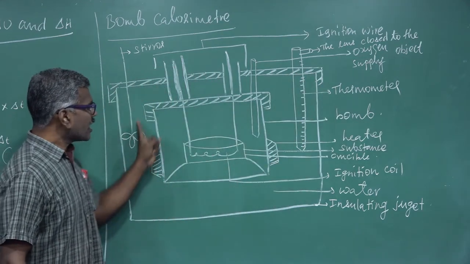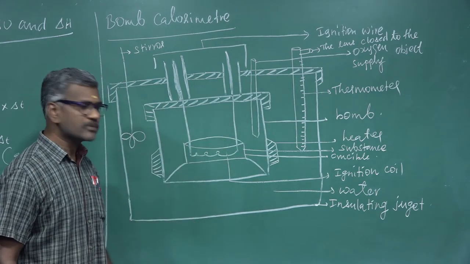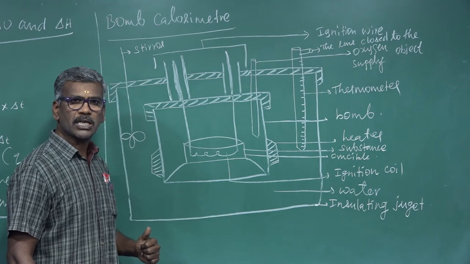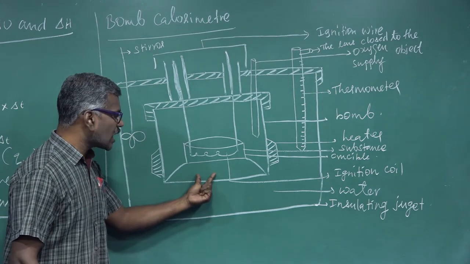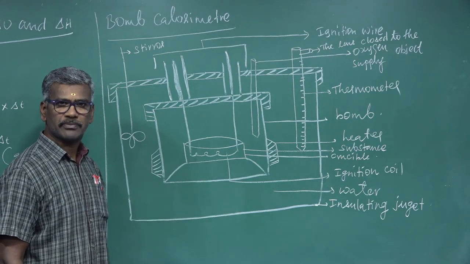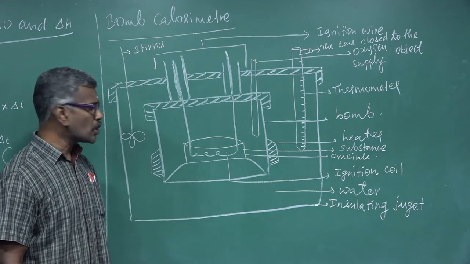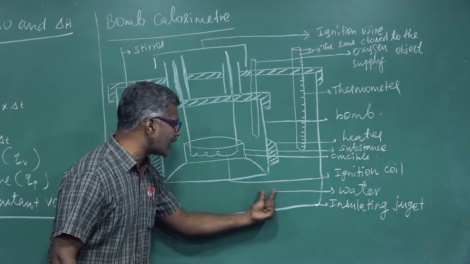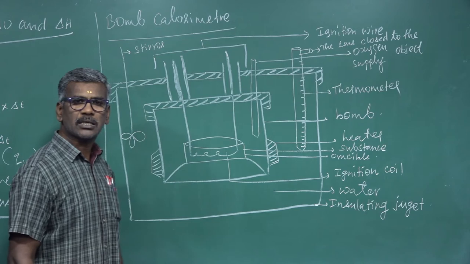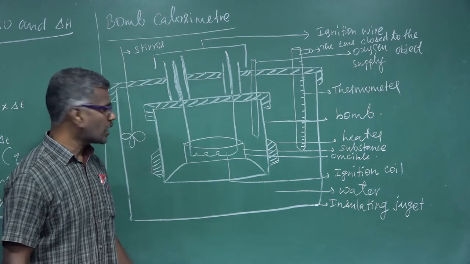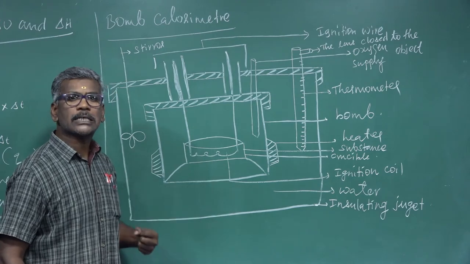Next point, if the bomb is sealed, its volume does not change. The amount of heat released during the reaction at constant volume should be equal to the sum of heat absorbed by the water and the calorimeter. This can be calculated. First, point number one, the heat absorbed by the calorimeter.